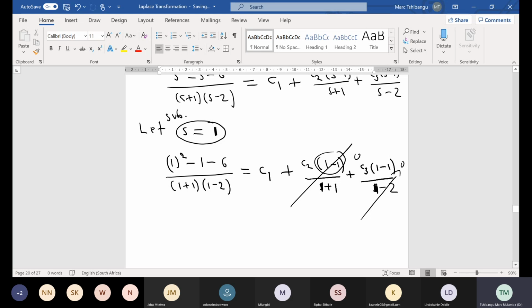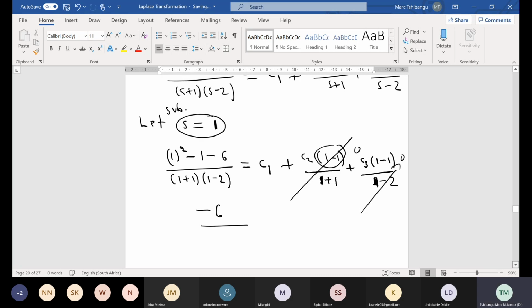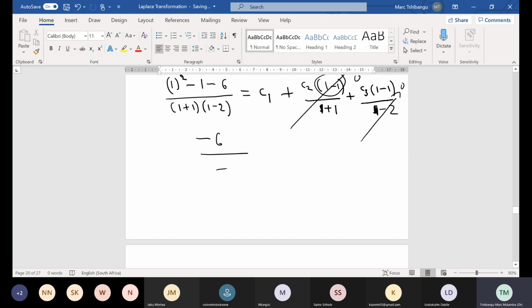What do you think the answer is? Students always, because once you get this wrong, everything else becomes incorrect. I want somebody to tell me what is the answer in the denominator. So this will be 0, so it will be negative 6 over 2 times negative 1. This will be negative 2 equal to C1. That means our C1 is equal to 3.